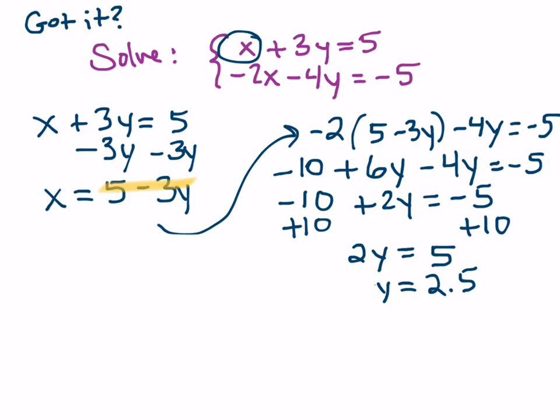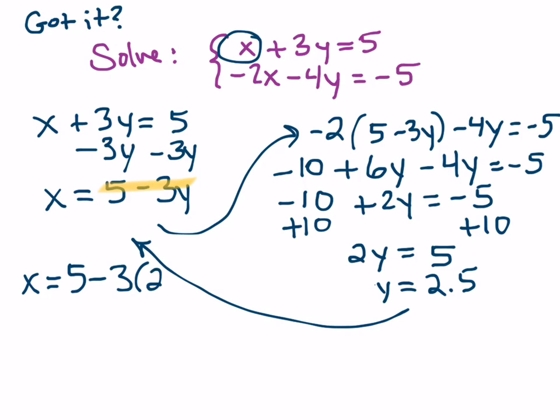Alright, so now we know what y is, and let's take this back to over here to the equation that's solved for x, and substitute in what we know y is now. Alright, so in parentheses 2.5. All right, so we have 5 minus, and then distribute 3 times 2.5. That is 7.5. Okay, and then subtract 5 minus 7.5 is negative 2.5.